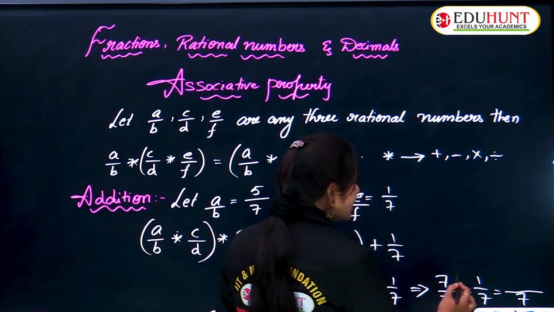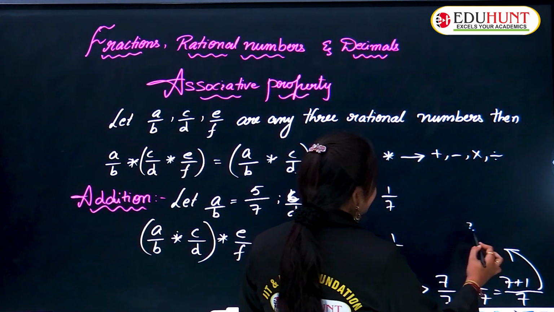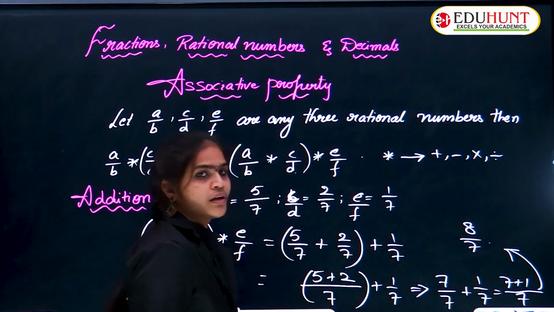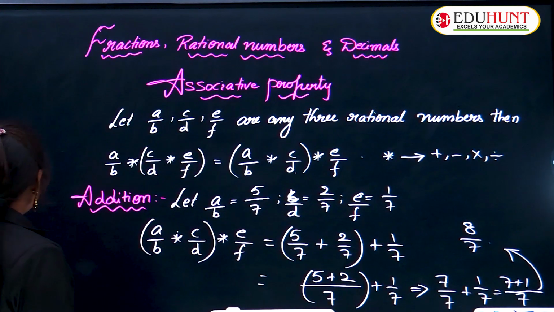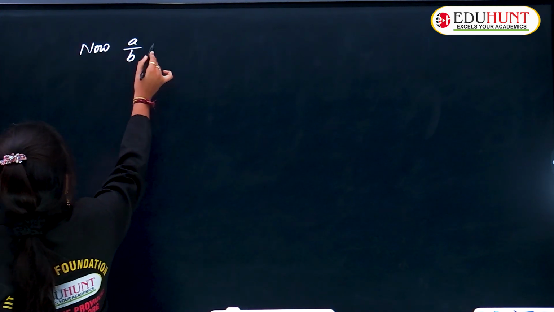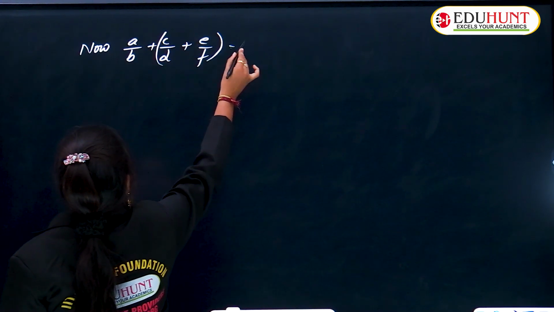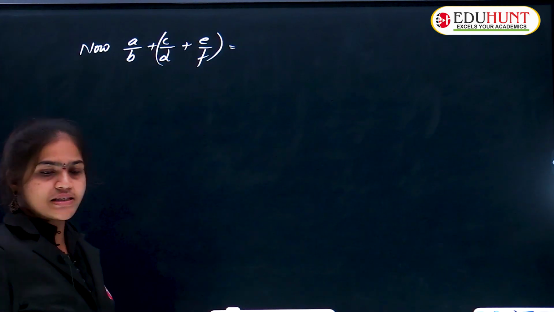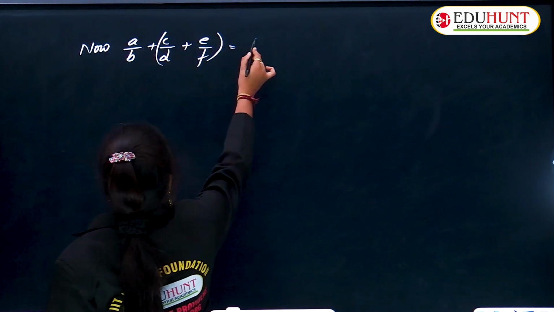What is the numerator here? 7 plus 1. Then finally how much do you get? 8 by 7. What is the value here? 8 by 7. Now what do we have to simplify? Now A by B plus C by D plus E by F, you just have to group the next two numbers, the 2nd and 3rd numbers. What is the first number? A by B is 5 by 7.